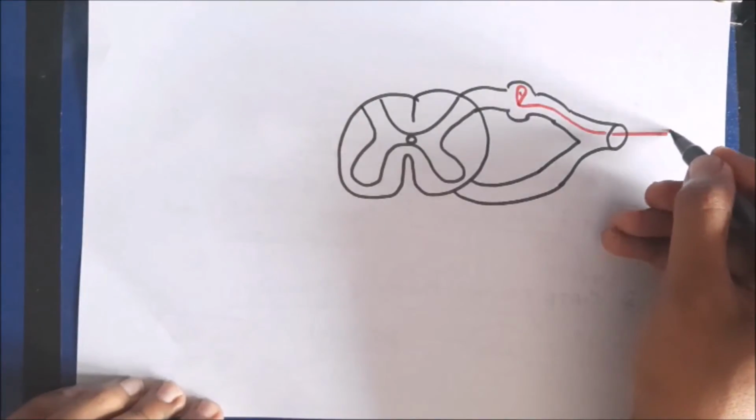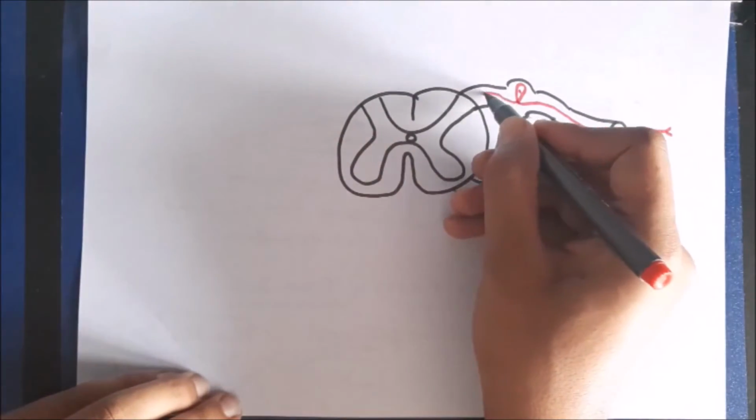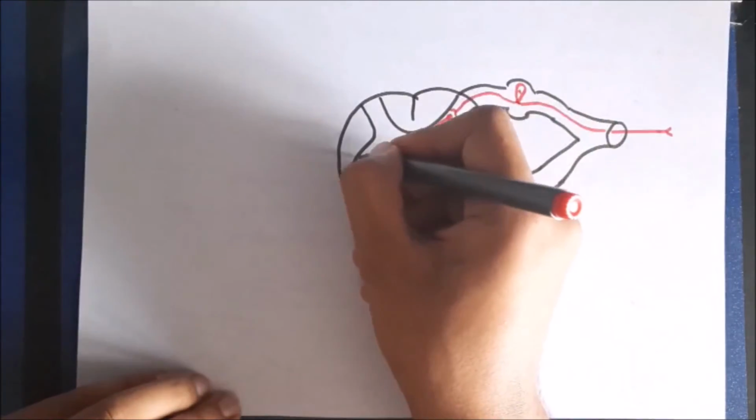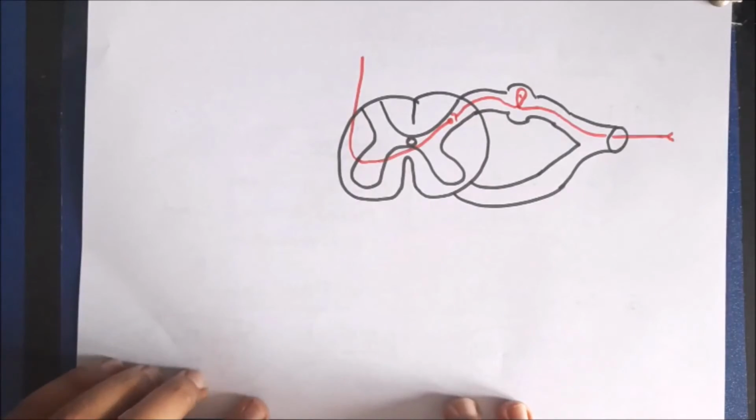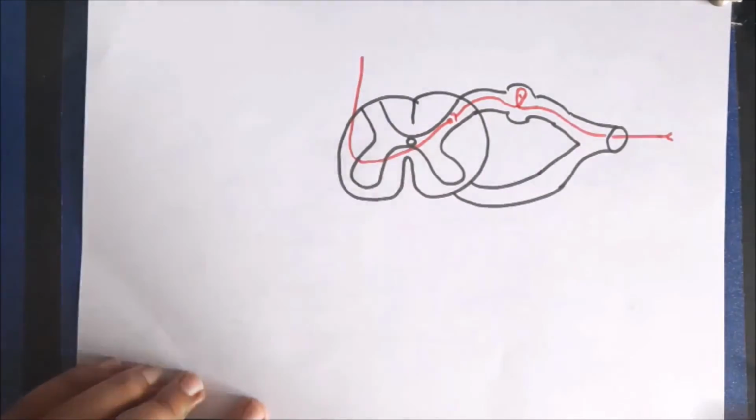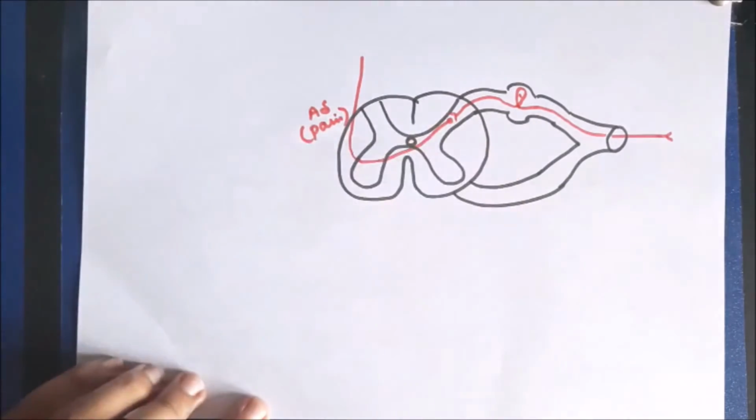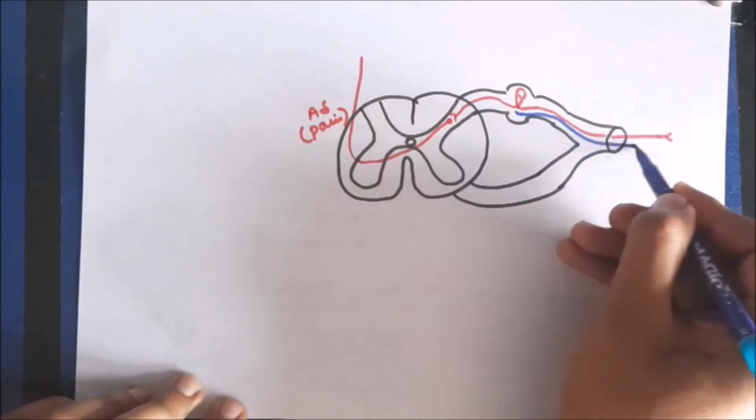Now these red fibers are the fibers which carry sensations for pain. They synapse in the dorsal horn of the spinal cord, and then the fibers cross to the opposite side and ascend as the lateral spinothalamic tract. Let us say these are fibers for fast pain, that is A delta type of fibers. Now there are fibers for fine touch.